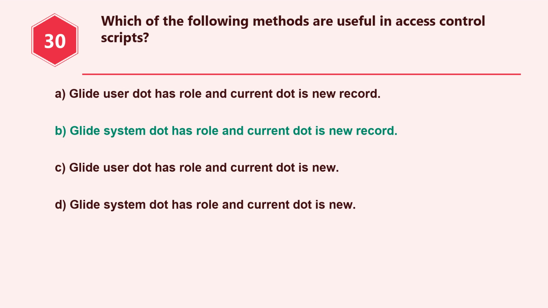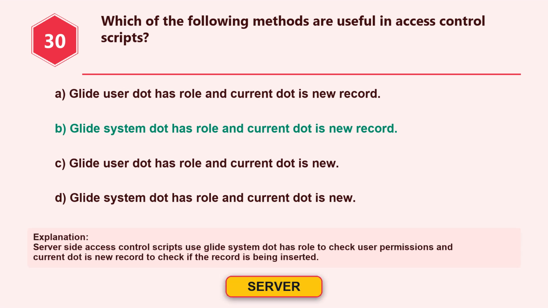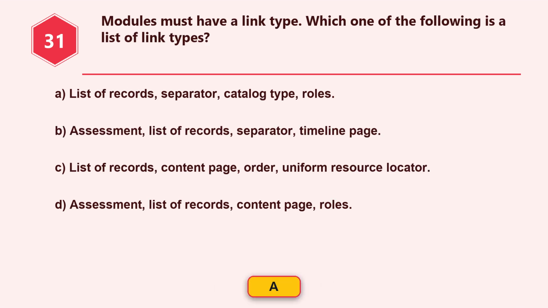The correct answer is option B. GlideSystem.hasRole and current.isNewRecord. Server-side access control scripts use GlideSystem.hasRole to check user permissions and current.isNewRecord to check if the record is being inserted. Question 31. Modules must have a link type. Which one of the following is a list of link types?